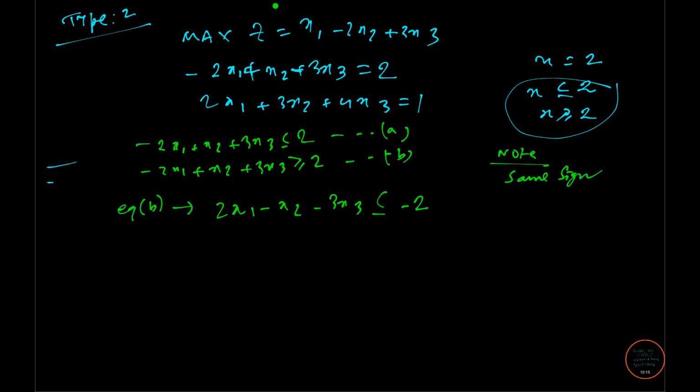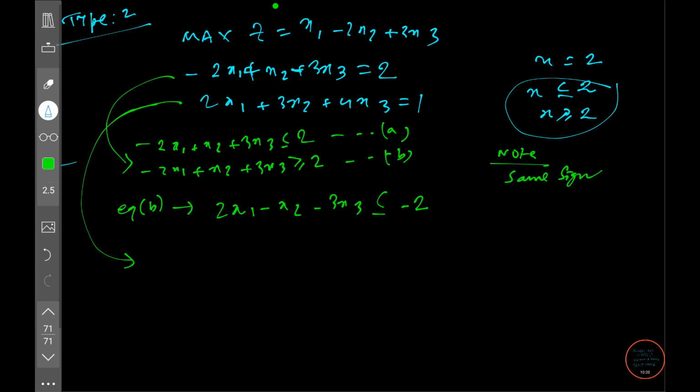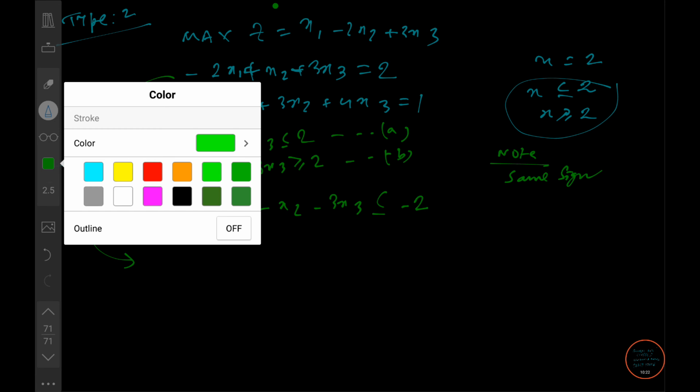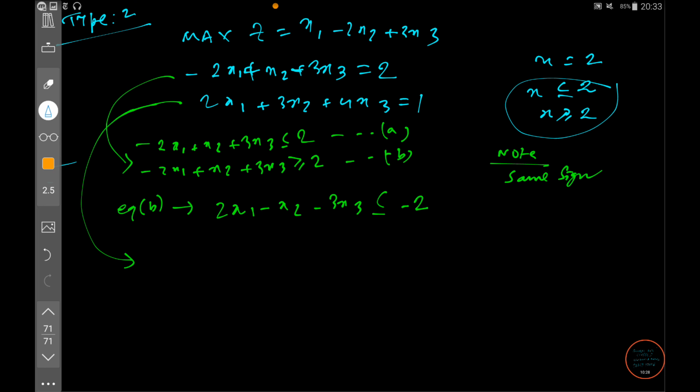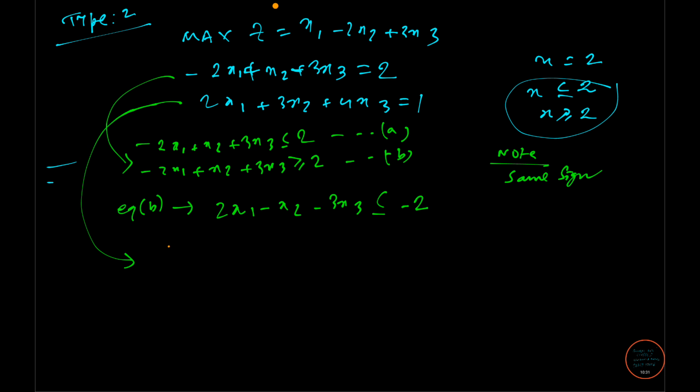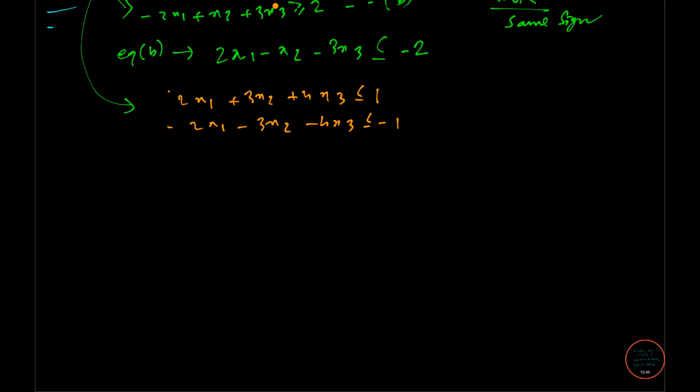So similarly, from this equation also, we use a different color. We can write that two equations, that is 2x1 plus 3x2 plus 4x3 less than equal to 1, and minus 2x1 minus 3x2 minus 4x3 less than equal to -1. So now all we need to do is to form it. Now this won't be easier because there will be 4 equations.